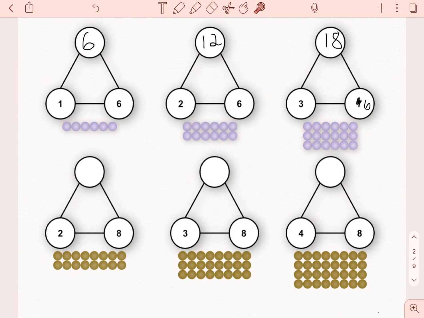So here we have a multiple of 2 and 8. In other words, 2 times 8. Go ahead and draw this figure in your notebook and record your answer here. Pause if you need to, and unpause when you're ready to move on and see how I solved this. All right. 2 times 8 is 16.